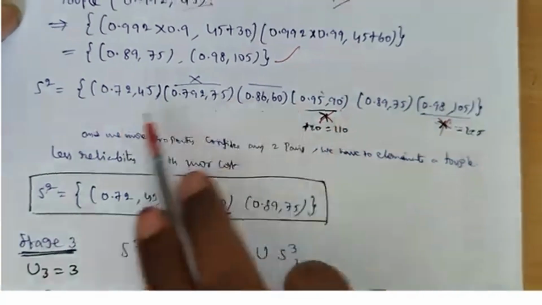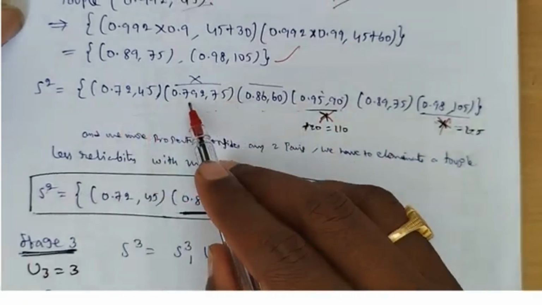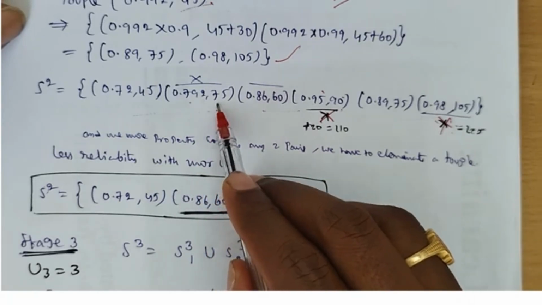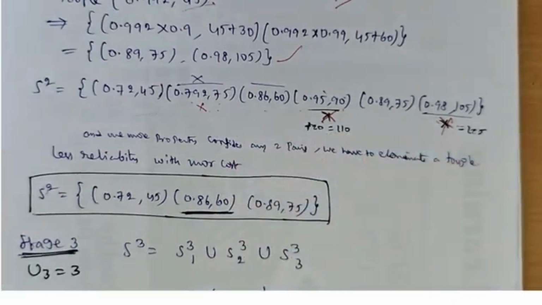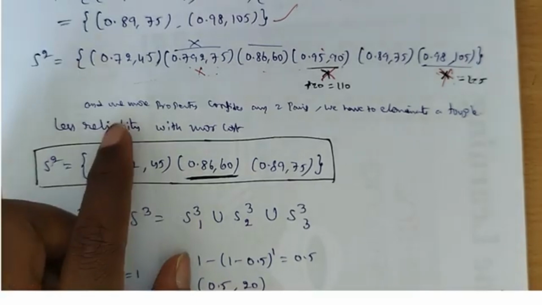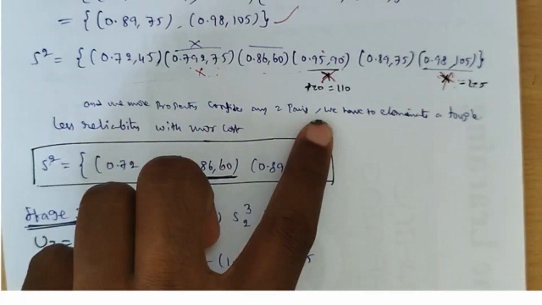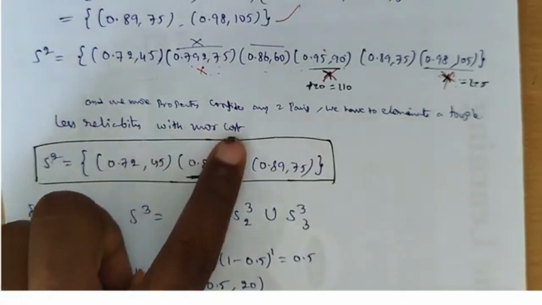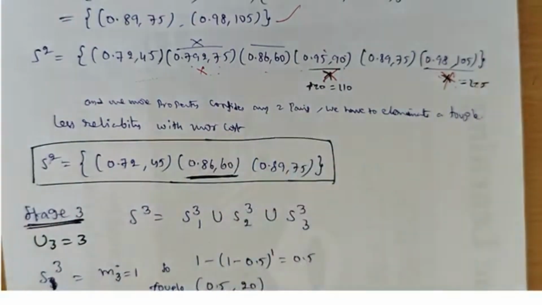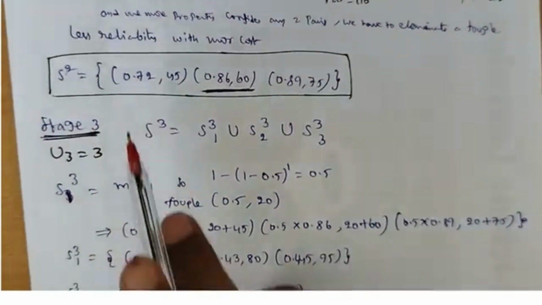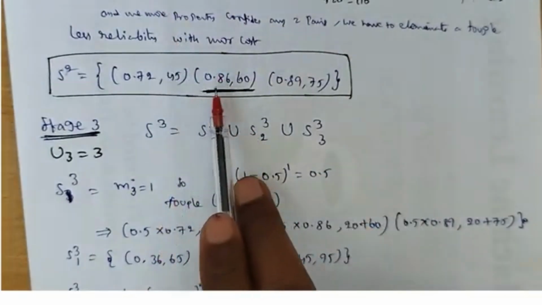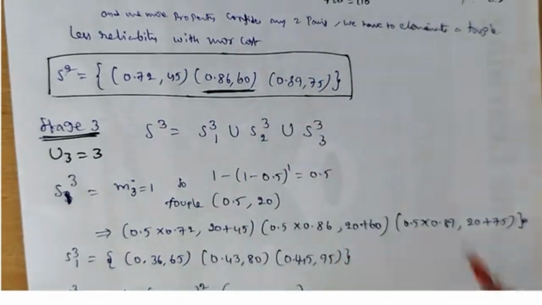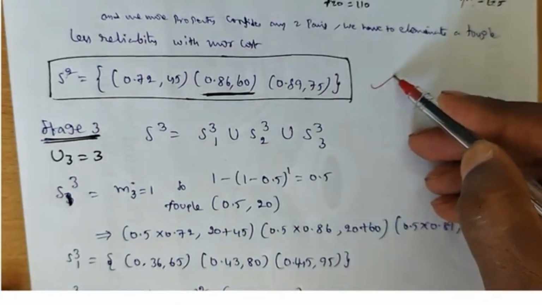And what about here? Comparing with all the remaining, here the reliability is less and the price is high, so it is also not considered. One more property to consider: among two pairs, we eliminate the tuple with less reliability and more cost. So these three are eliminated. The remaining are 0.72 comma 45, 0.86 comma 60, 0.89 comma 75. These three are the second stage.